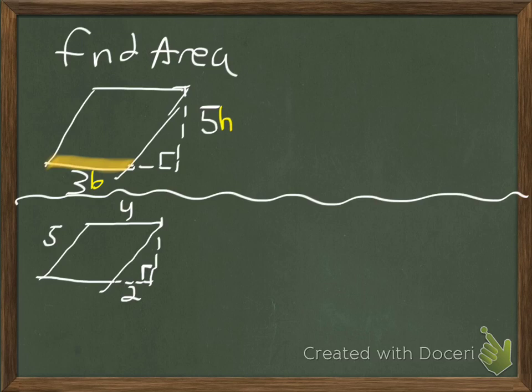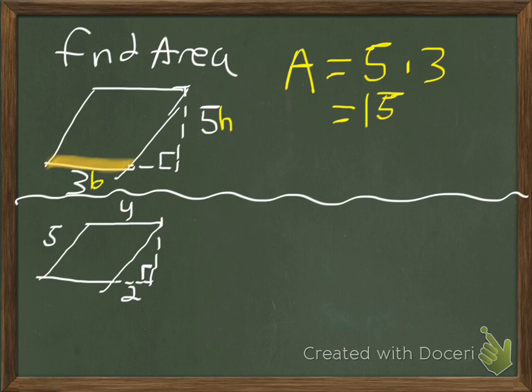All right, so 5 is the height and 3 is the base. So if I want to use my area formula, I'm going to say that area is equal to the height 5 times the base 3, 15. And let's say this is in feet, so area would be in square feet. And that's it.